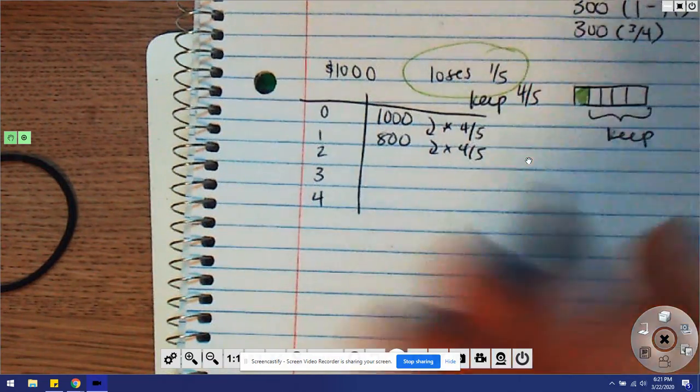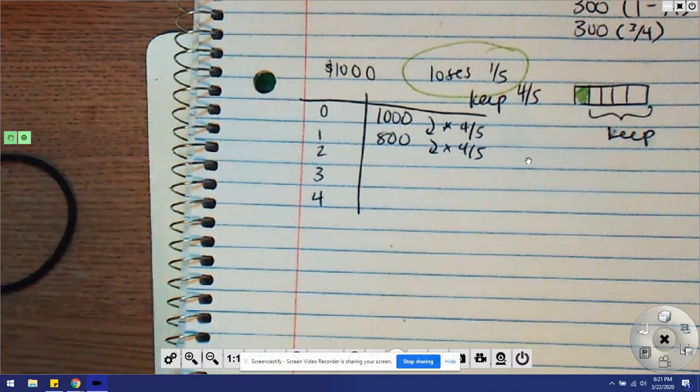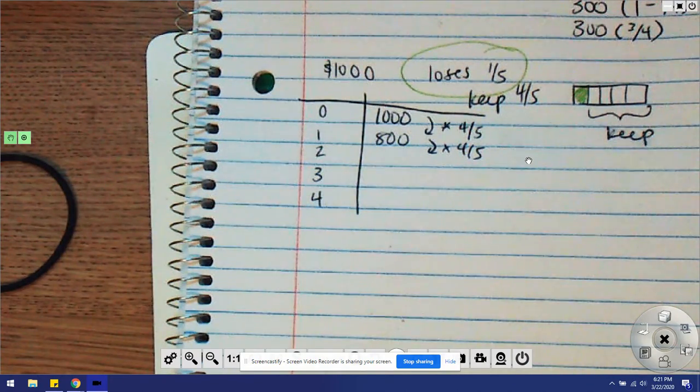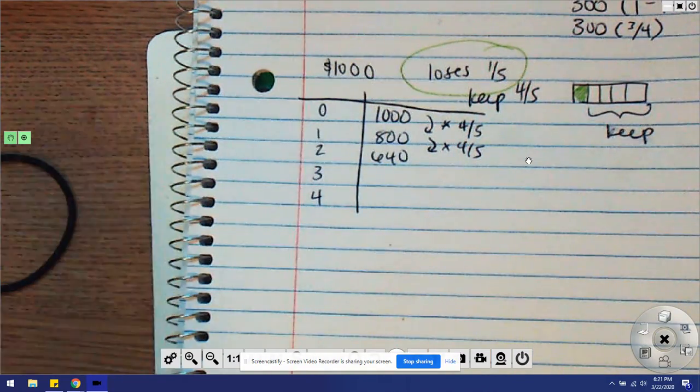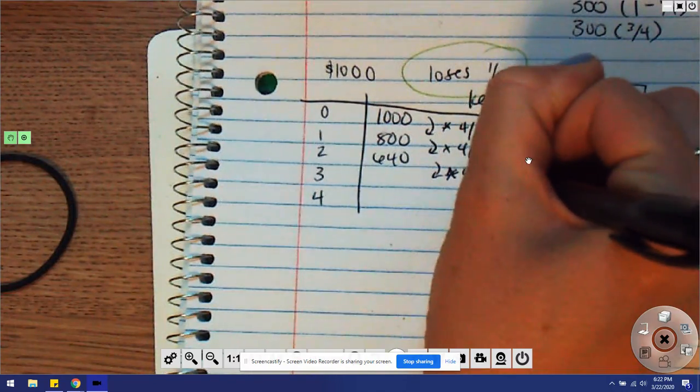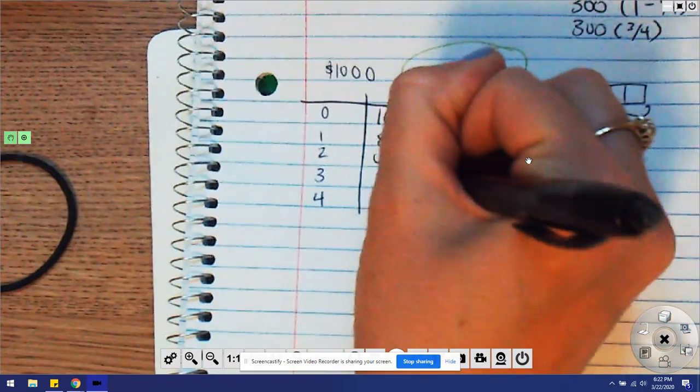The following year, I'm going to do the same thing. Now it's only worth 4/5 of what it was the year before. 800 times 4/5 is 640. To figure out how much it's going to be the next year, I repeat this again to get 512.